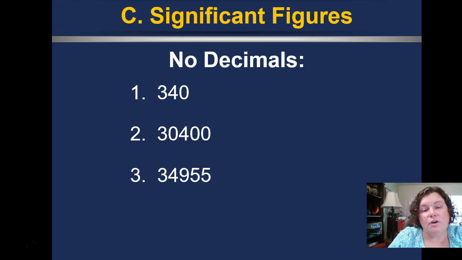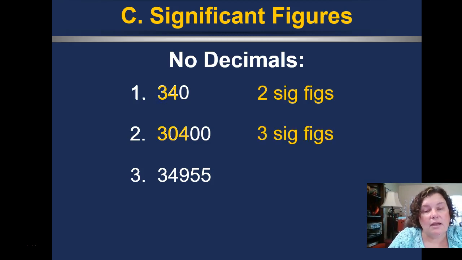All 3 of these have no decimals, so we do not count trailing zeros on no decimals. So for the first one, we can count the 3 and the 4, but we can't count that trailing zero, so we would have 2 significant digits. For the next one, we can't count the trailing zeros again because of no decimal, so we can only count the 3, the 0, and the 4. So that's 3 significant digits. For problem number 3, we can count all of these digits. There are no zero rules here, so it's going to be 5 significant digits.